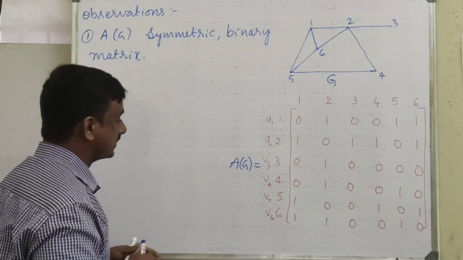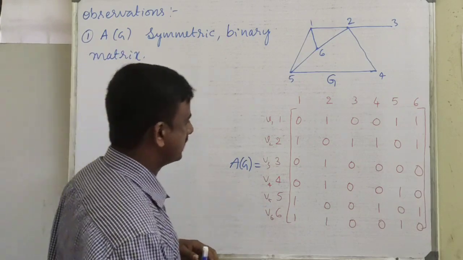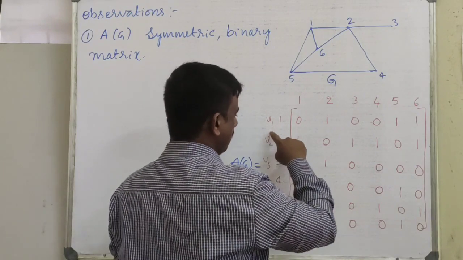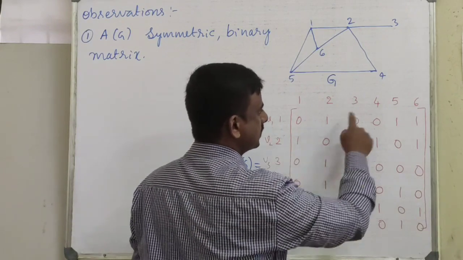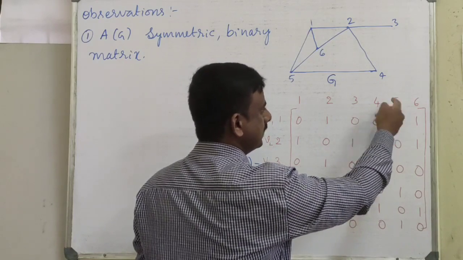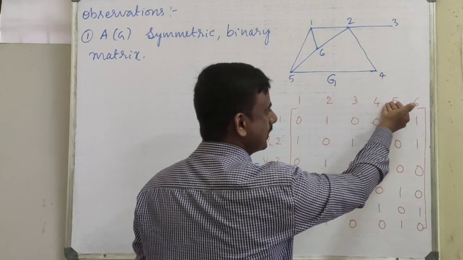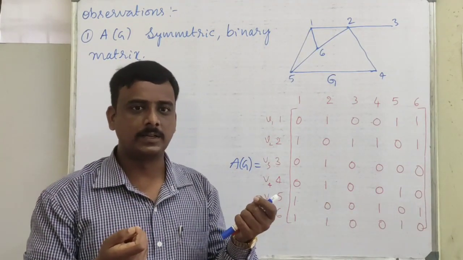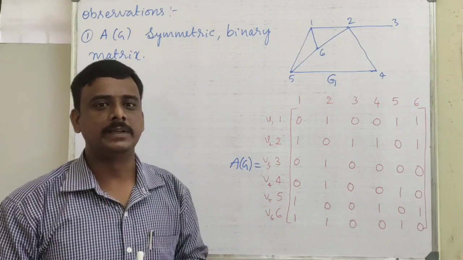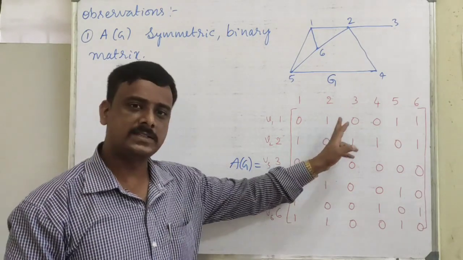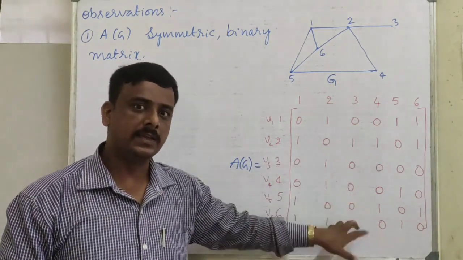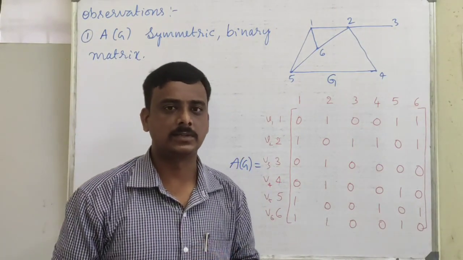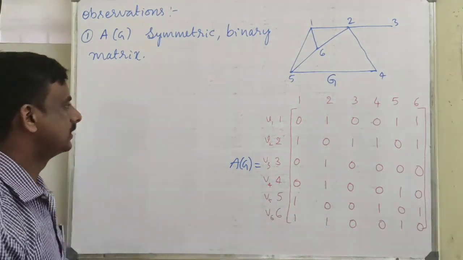Now, let us think of the reason why this matrix is symmetric. See, if V2 is adjacent to some vertex here, then definitely that vertex is adjacent to V2. So, if Vi is adjacent to Vj, definitely Vj is adjacent to Vi. So, whenever you get Aij equal to 1, Aji is also 1. So, the adjacency relation is symmetric, so the corresponding matrix is also symmetric.